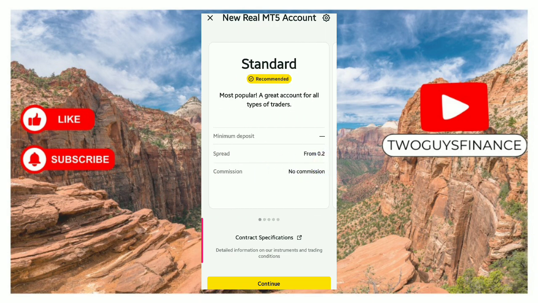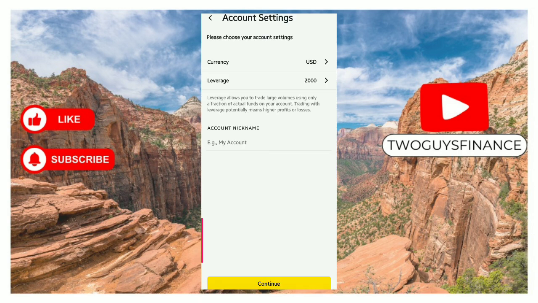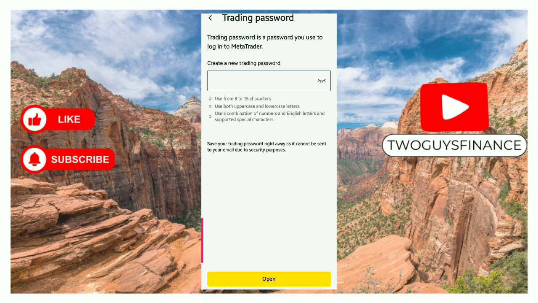Let's say I want the standard. I tap on continue. Then you choose the currency you want to trade in. Don't forget your account settings. Choose your leverage. Now, what is leverage? Leverage allows you to trade large volumes using only a fraction of the actual funds on your account. Trading with leverage potentially means higher profits or losses. Give your account a nickname. Once you're done, tap on continue.